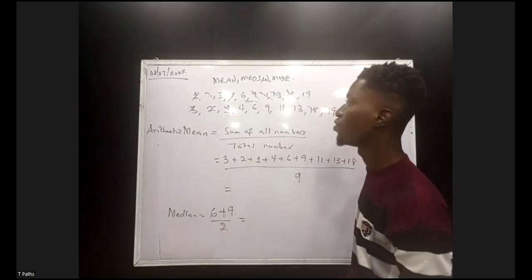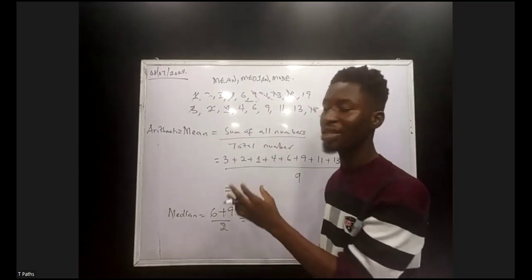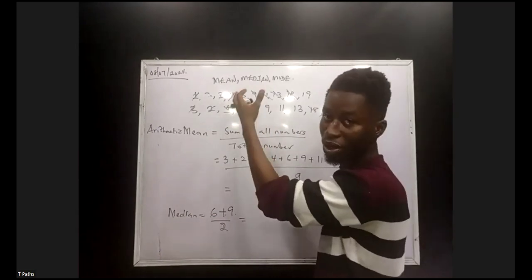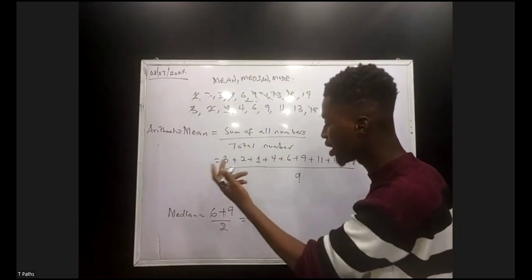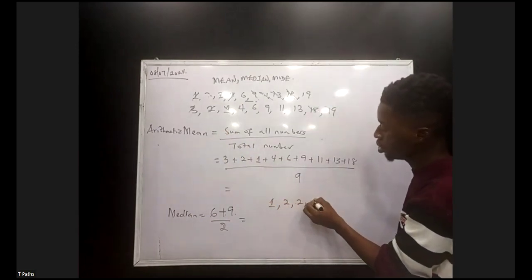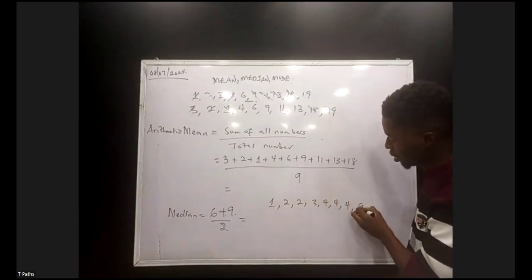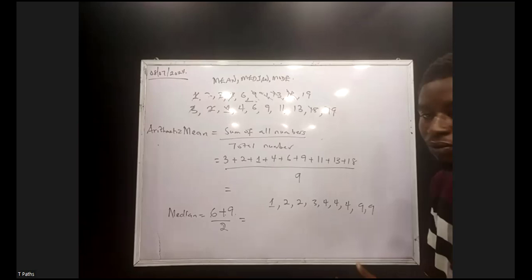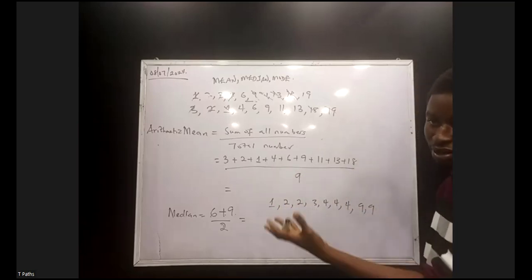So now the last one is the mode. The mode of the numbers. Now, what is the mode? Mode is simply the highest occurring number, the one that occurs most. Now, let's look at these numbers. I have 1, 2, 2, 3, 4, 4, 4, 9, 9. If I'm asked what the mode of these numbers is, remember, it's the number that appears the most.